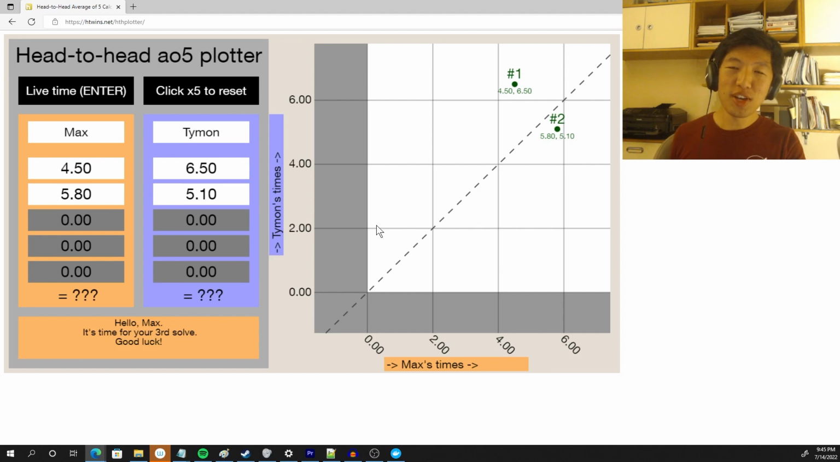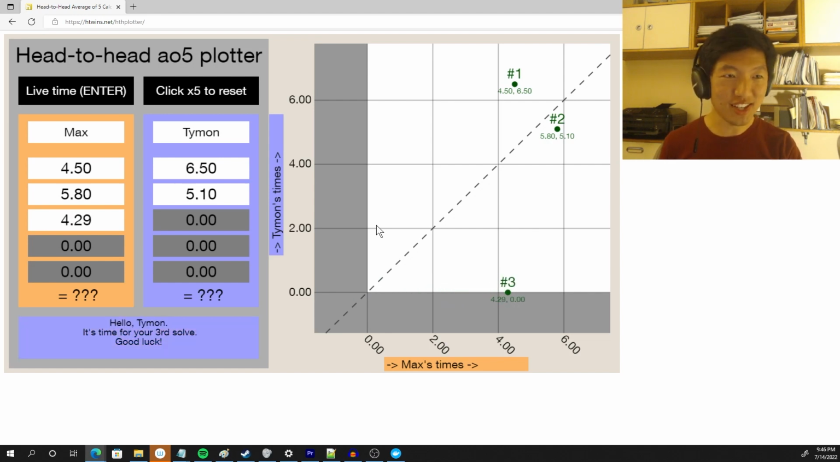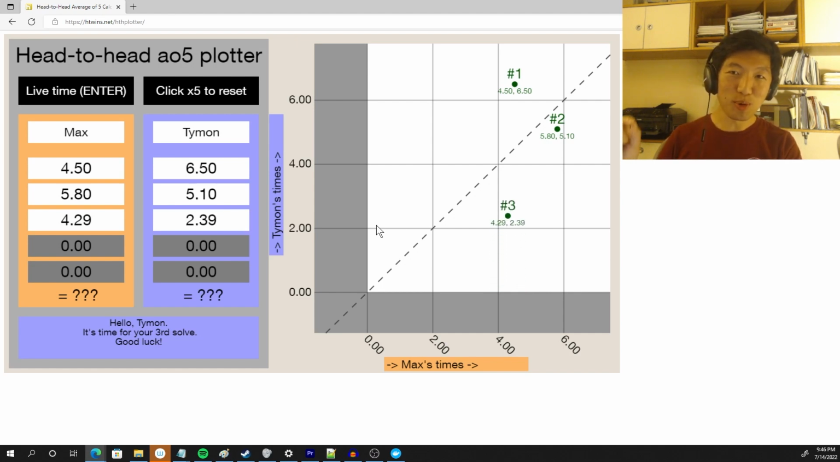Also, if you prefer, you can press space on this website to have it manually time your solves. So this is Max solving and 1, 2, 3 seconds are going by and then he's done. And then we press space again to start timing Timon, and that's where the point will start moving up because Timon's solves are represented with the y-axis. We hit space again to stop it.